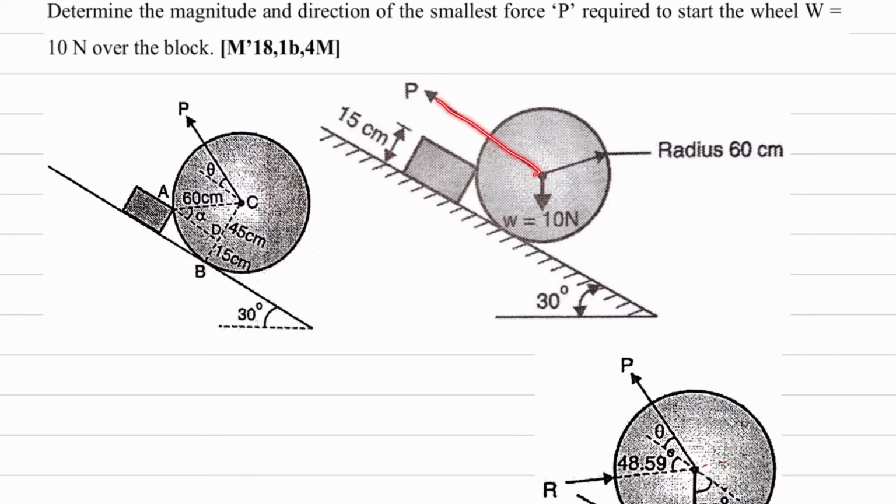Now this P is just enough to roll the cylinder over the rectangular block. So there will not be any reaction force at this surface. So that force is not there over here, so we are not considering reaction. Why? Because this is the force at the instant when this cylinder is just raised. So that is why the reaction is not there.